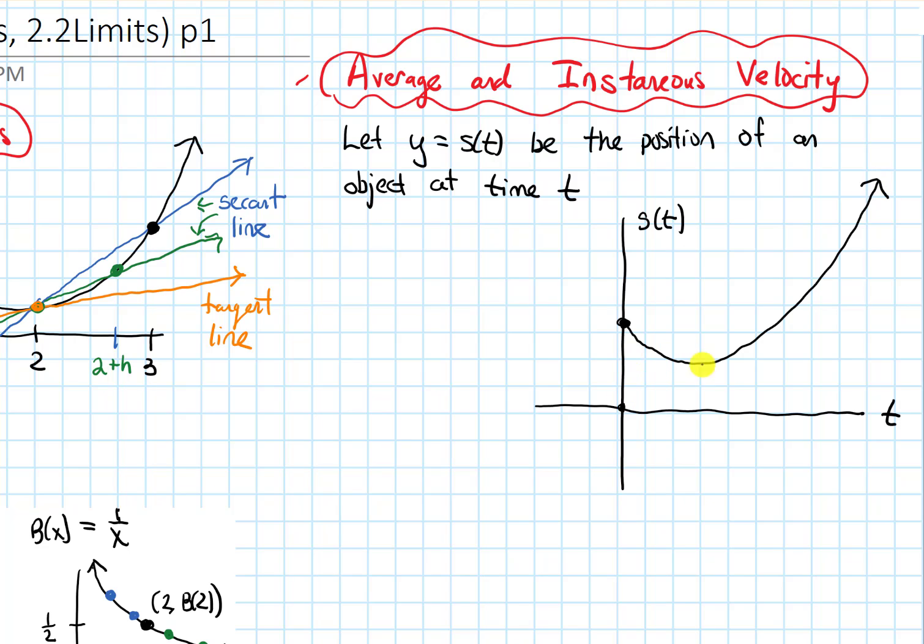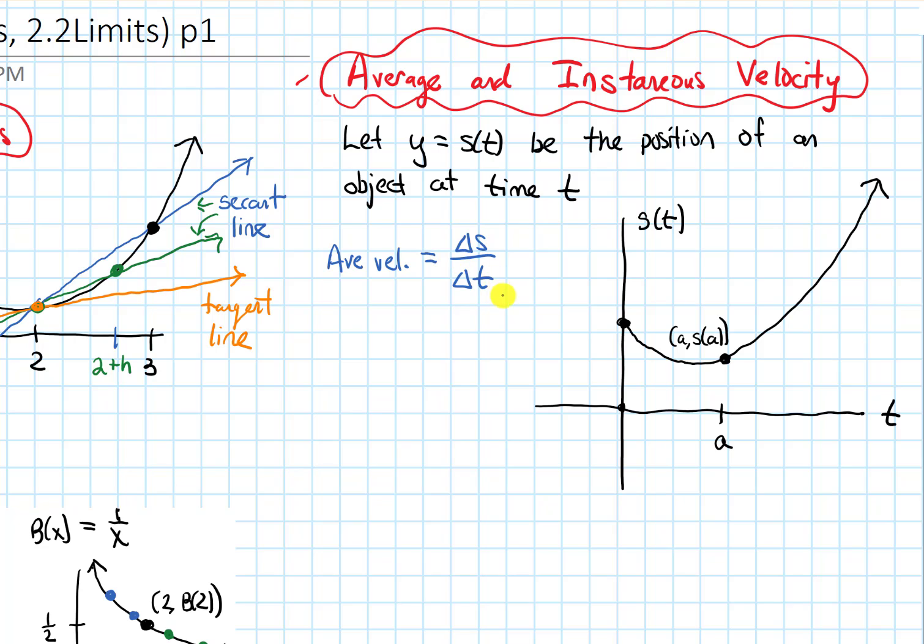Okay, and then somewhere down the road, let's have some time, which I'll call a. And if I label that point on the graph, this is the point a, comma, s of a. Alrighty, so let's first write down what the average velocity formula is. And remember, that is the change in position, or change in s, over the change in time.